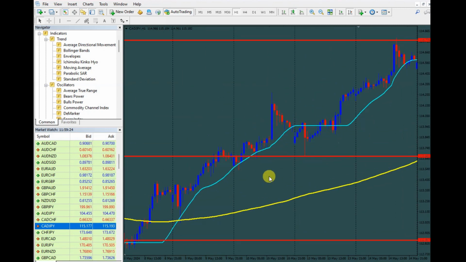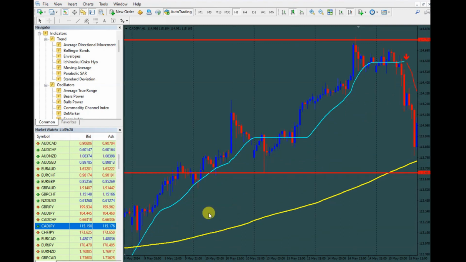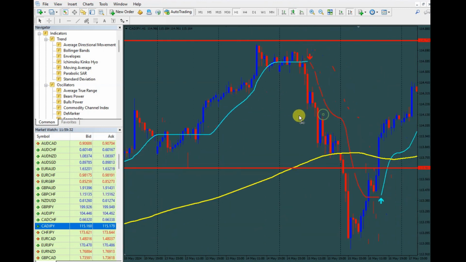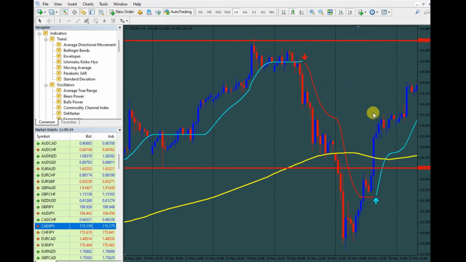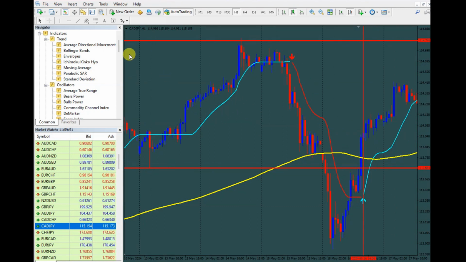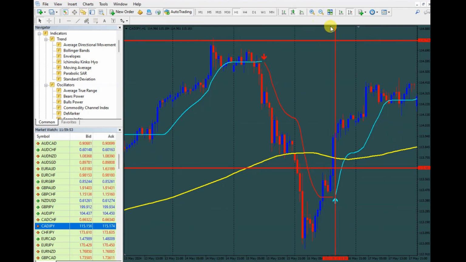We are waiting. And again, the price has crossed above the 200-day moving average. So here, we get a signal here. And as you can see, price is above the 200-day moving average. So what do we do?